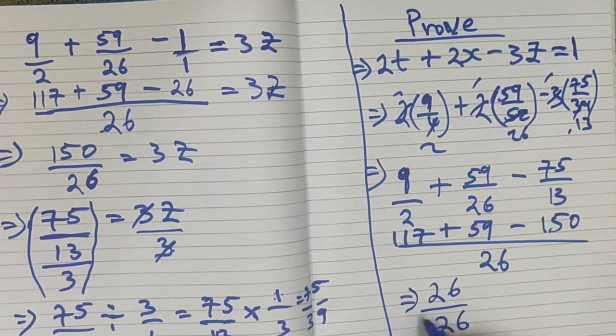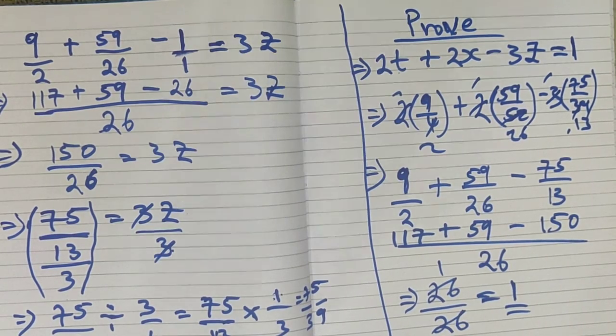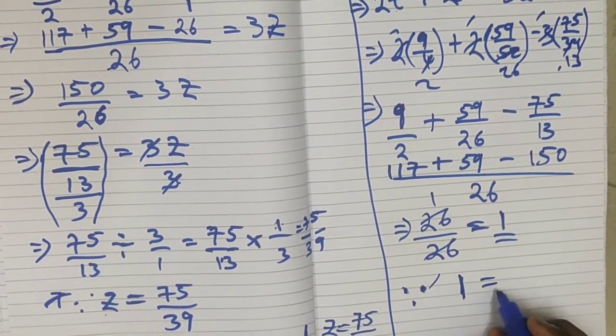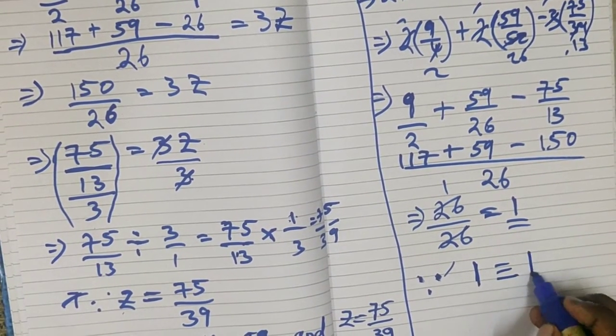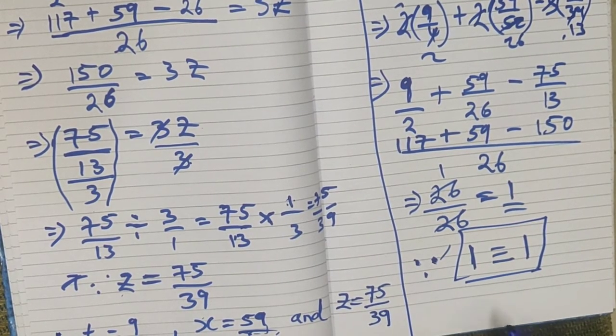Now 26 on 26 is what? 26 here 1, 26 here 1. As you can see, our answer is what? 1. Therefore 1 is equivalent to 1, as you can see. So which means our answers are correct.